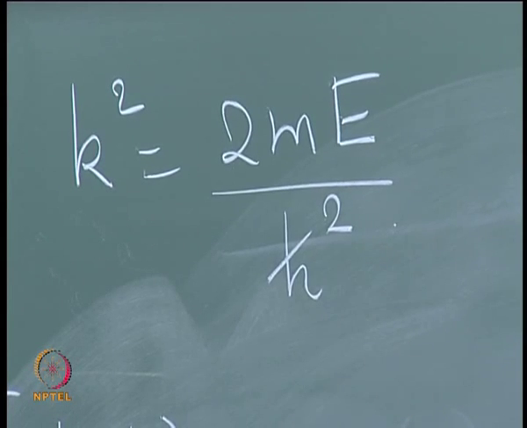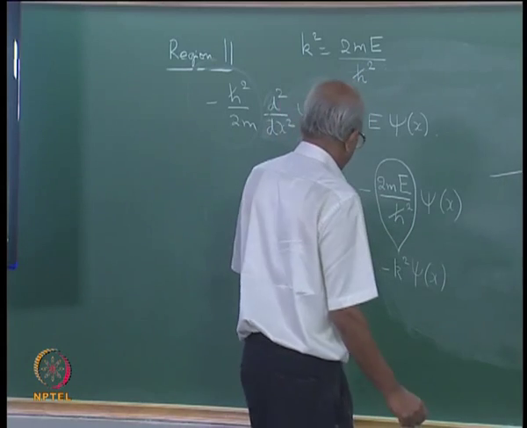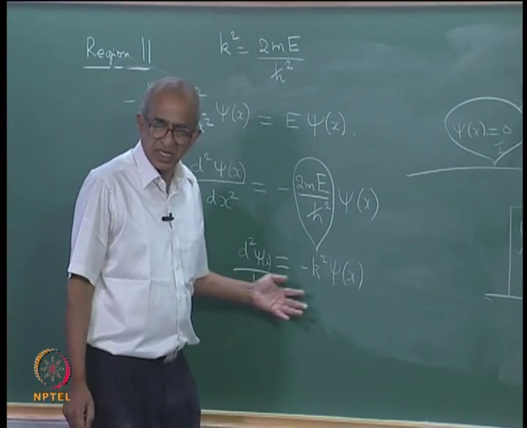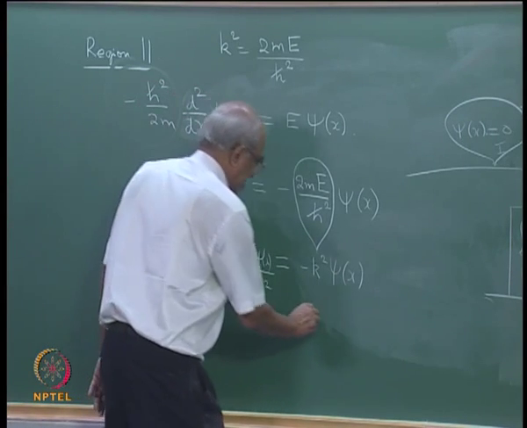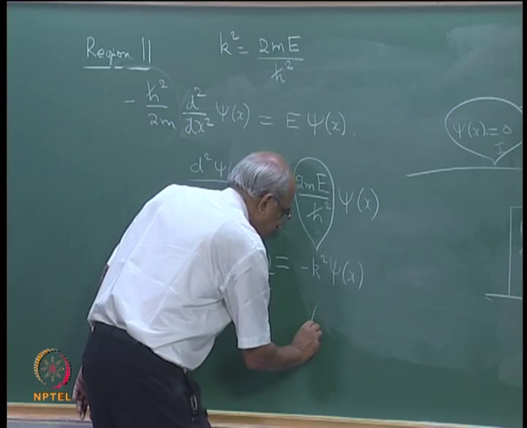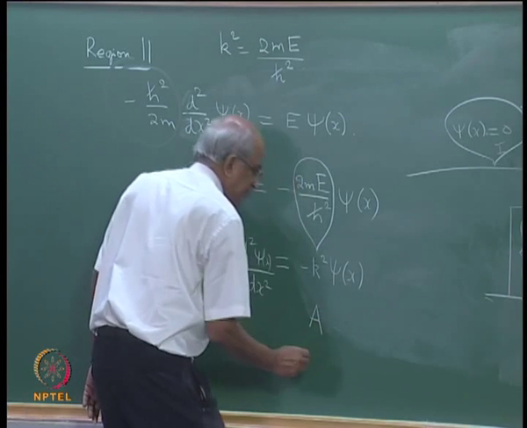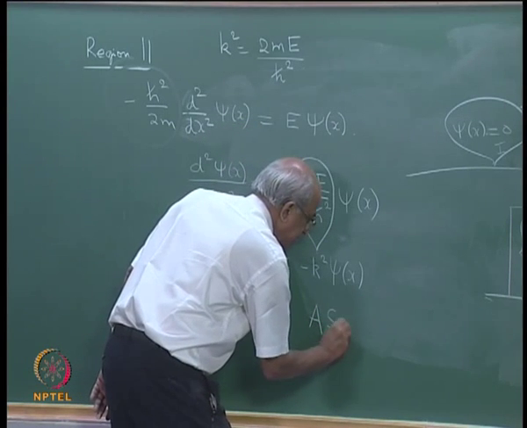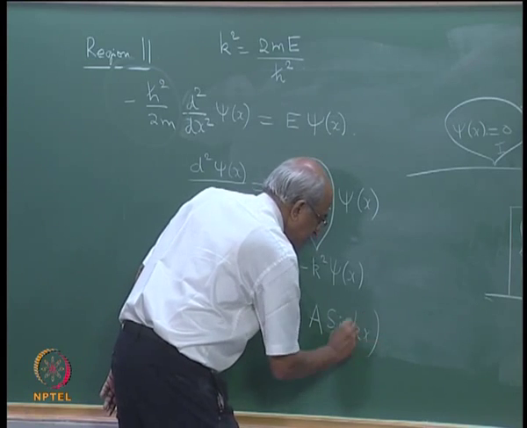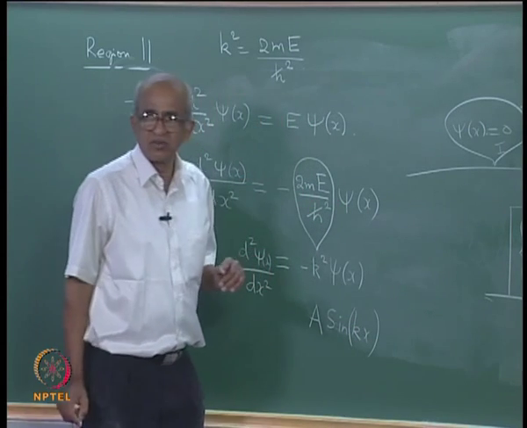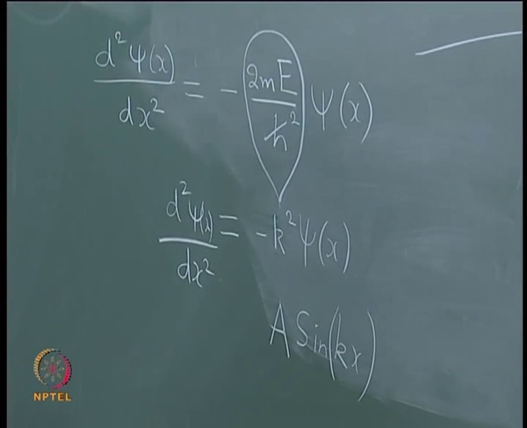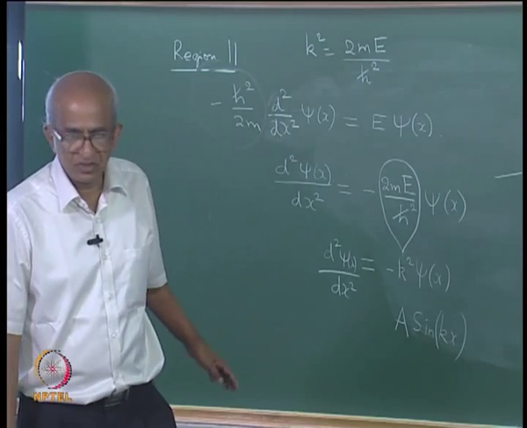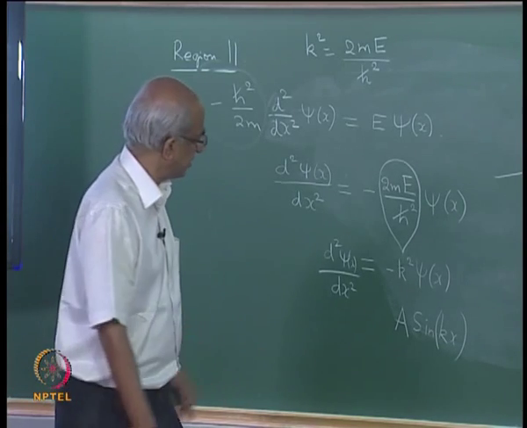And it is now very straightforward. You see, this is just an ordinary differential equation which can be easily solved. You can actually verify that a function of the form a constant, which I will denote as A, sin kx, satisfies this differential equation. It is only a question of differentiating this function 2 times. You will see that this equation is automatically satisfied by that function. So, A sin kx is a solution, but that is not the only solution.